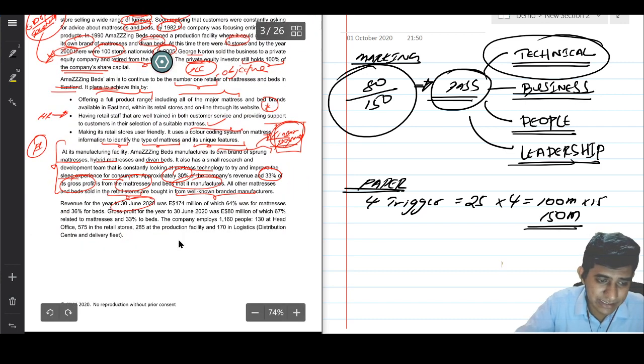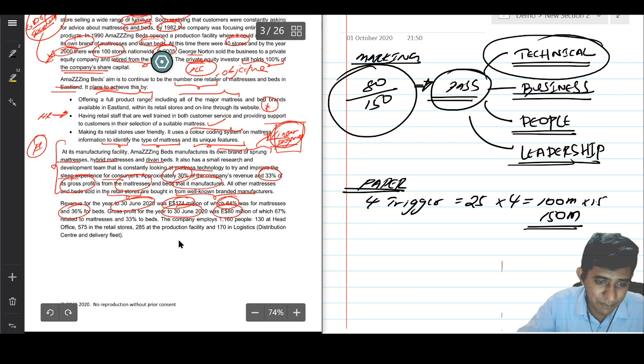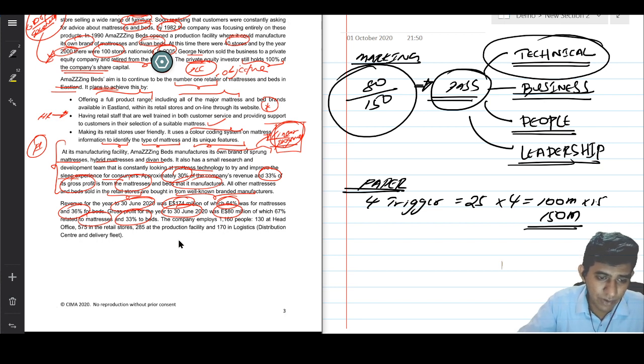Revenue for the year to 30th June 2020 was 174 million dollars, of which 64% was mattress and 36% was bed. So the mattress sale is much more than the bed. So students, it's like complementary products, like a printer and the toner. Gross profit for the year to 30th June 2020 was 80 million, of which 67% related to mattress and 33% related to the beds. The company employs 1,160 employees.